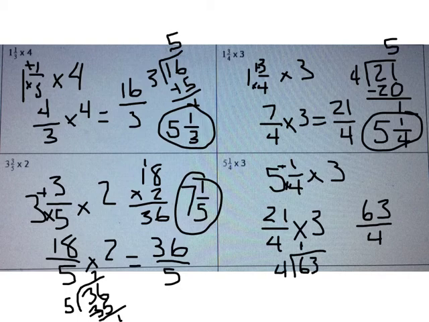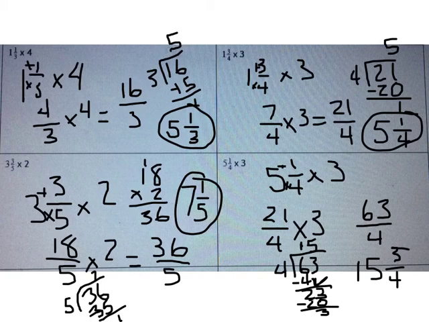4 goes into 6 one time. 4 goes into 23 5 times. So the correct answer is 15 and 3/4.